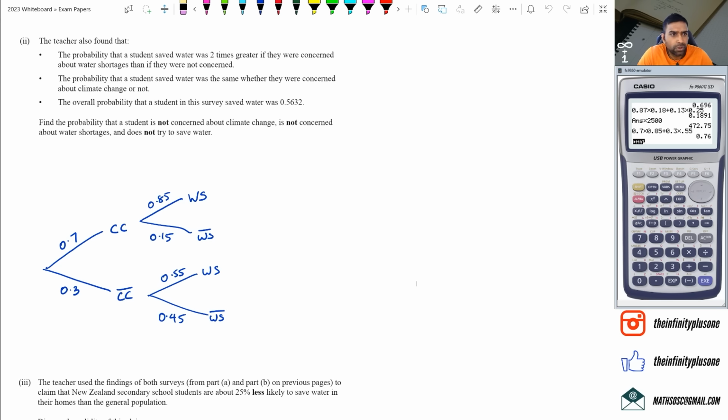So what we've got here is the probability that a student saved water was 2 times greater if they were concerned about water shortages. Now there are 2 parts where there's concern about water shortages. One is here and here, where they save water, so that's 2x. Then we've got save water here and doesn't save water. We've got 2x as the probability. Now it also says the probability that a student saved water was the same when they were concerned about climate change or not.